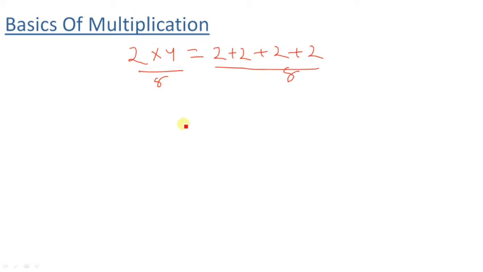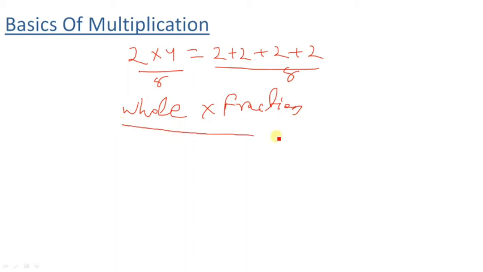Now let's do the same thing with fractions. In this video we will learn about when a whole number is multiplied with a fraction. What is a whole number? Whole numbers are 0, 1, 2, 3, etc. All these are whole numbers. When a whole number is multiplied with a fraction, suppose I have 2 into 1 by 3.